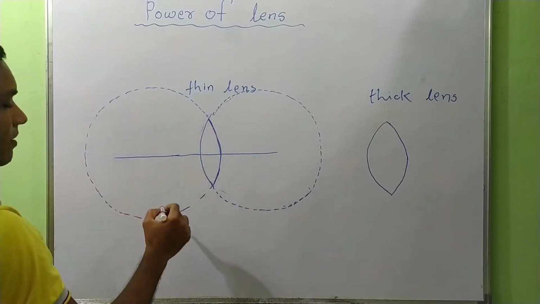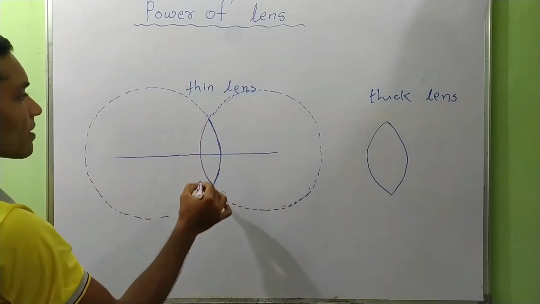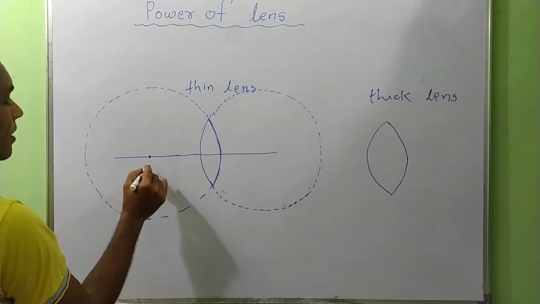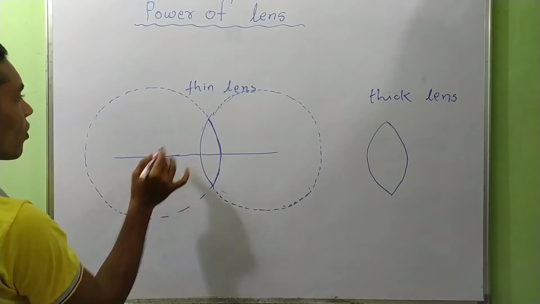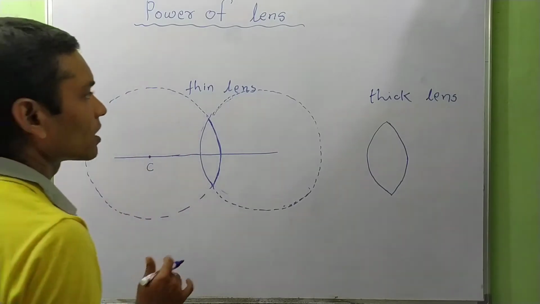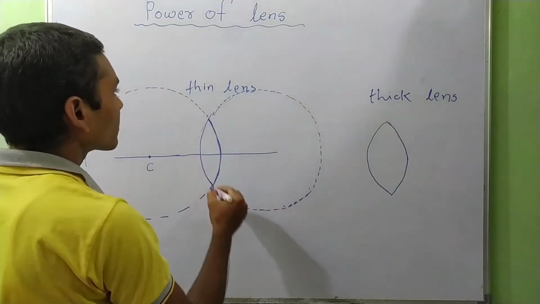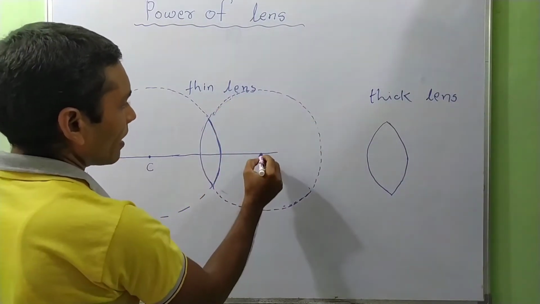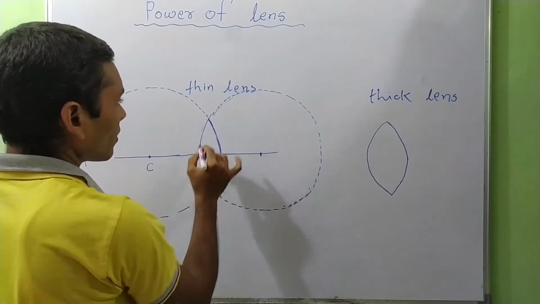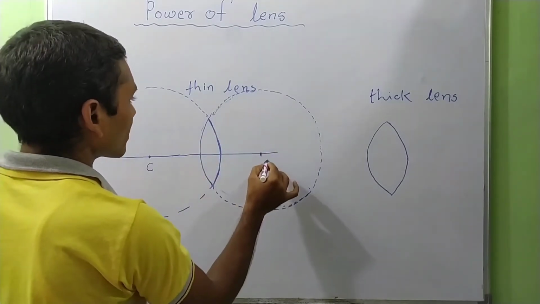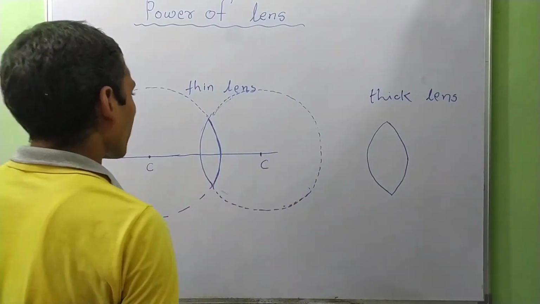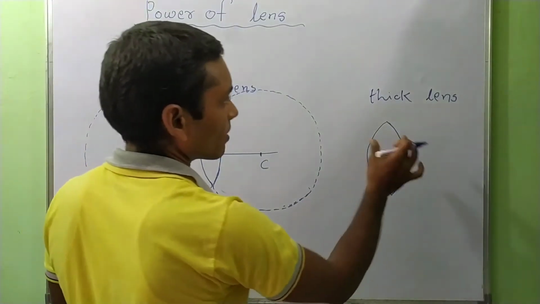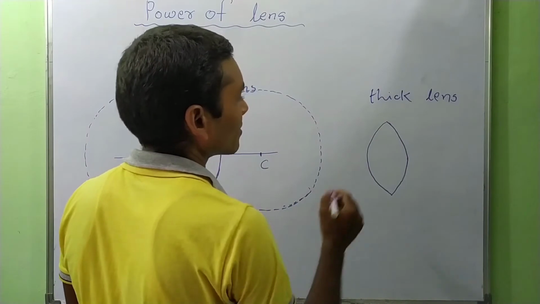this is the sphere, means this face is the part of this sphere, and here is the center of curvature of this sphere. Similar for this face, it is the part of this sphere and the center of curvature of this sphere is this. Okay, so you can see here, and about this lens, this is thick lens.